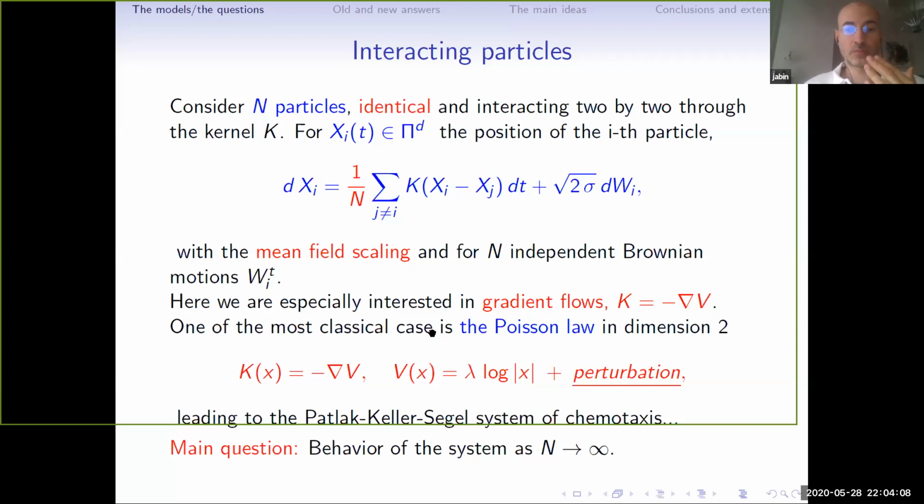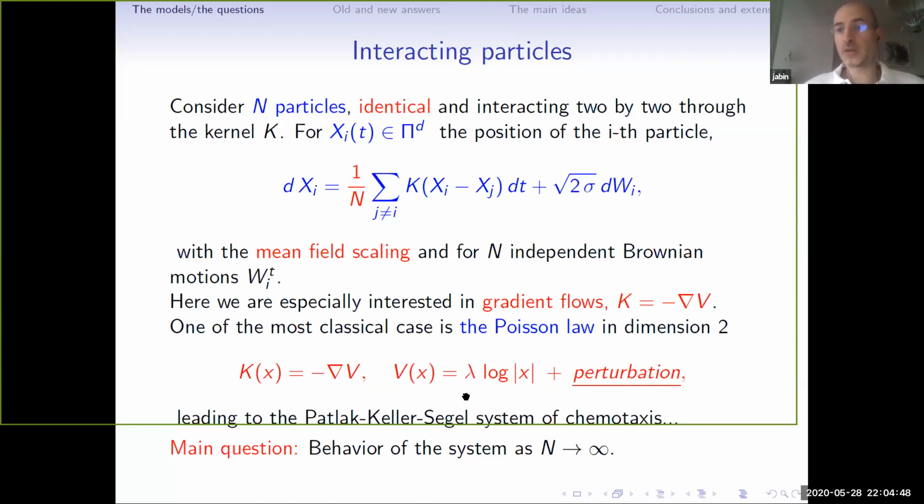Now, the key case that I'm going to look at during this talk is the case of gradient flows. So for gradient flows, K is the derivative of the potential. And in particular, what I really want to do here is take as potential the Poisson law. So K is minus Laplacian of V, and V is, well, in 2D proportional to log of x. Now, you can add perturbation to that. In particular, if you're on the torus, you need to periodize the thing. But this is the singularity that I'm going to be interested in.